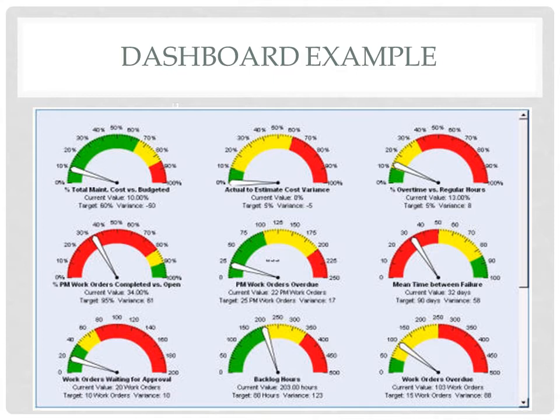Next thing we're going to do is look at the yellow. First one we see is over here, overtime versus regular hours. The current value is 13%, the target's 9%, and the variance here actually should be, actually the target's 5%.